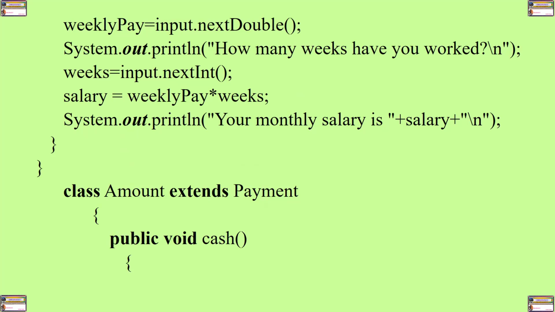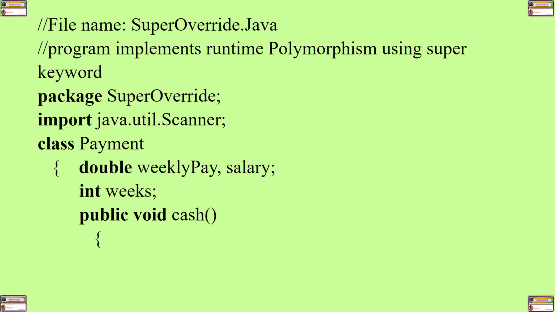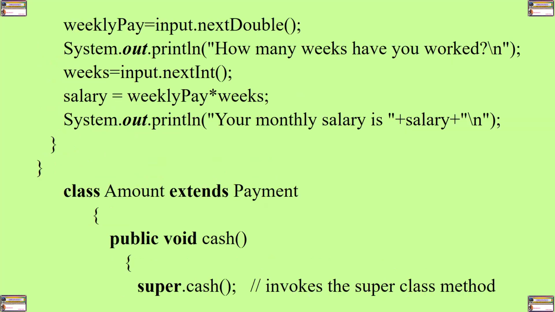Now, if you look at this public method called cash, and then you go back to the payment class, you can see that the payment class has a method called cash, but also the subclass called amount is also having a method called cash. But what this method does is different from what the other one does. Now, this method called cash is invoking the superclass method for cash, as you can see.